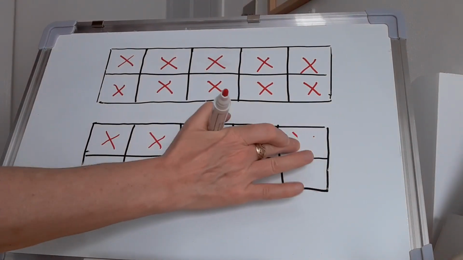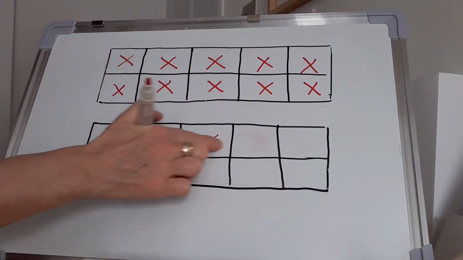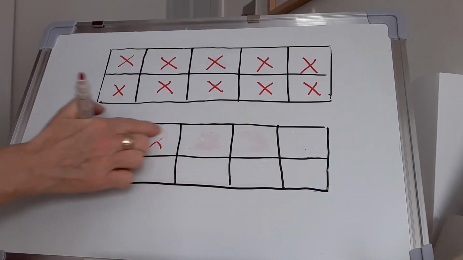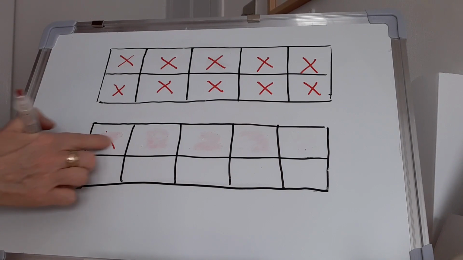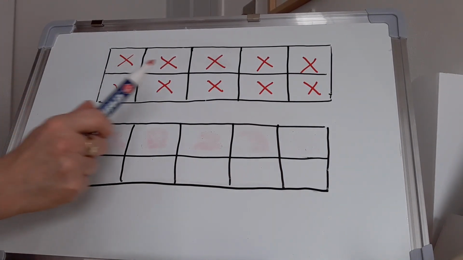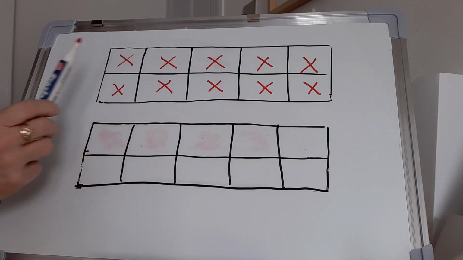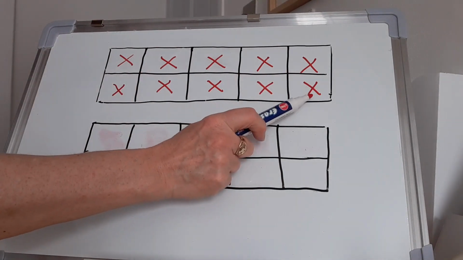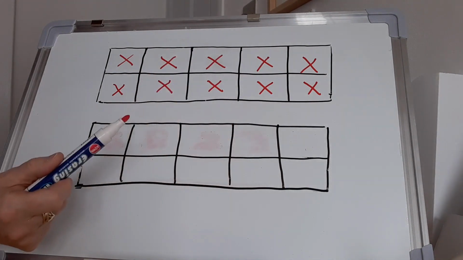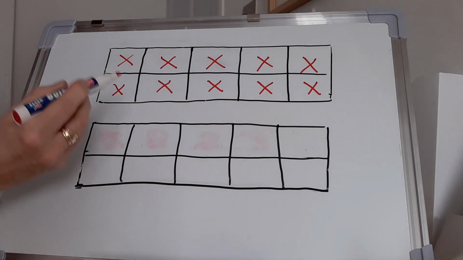I'm going to rub these out so that I've got one of my 10 frames full up still and the other one empty. Okay, I'm going to start with 10. So do I need to start counting back at number 1? No, of course I don't. I'm going to start at 10 because I know there are 10. And now I'm going to draw some more crosses, ready to count them.